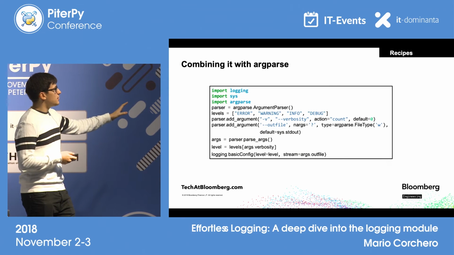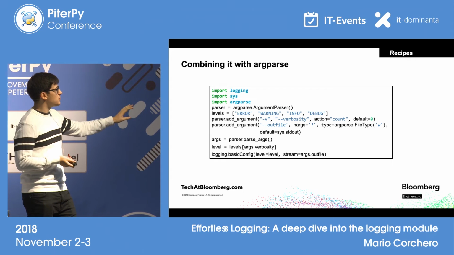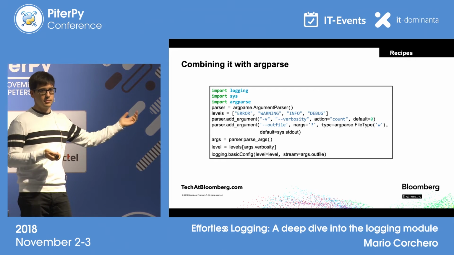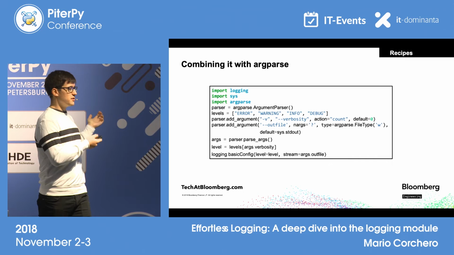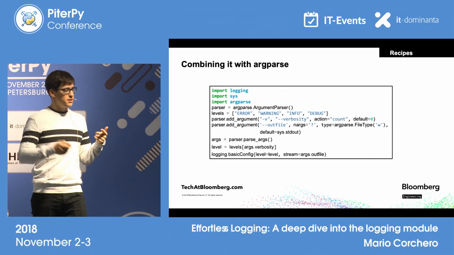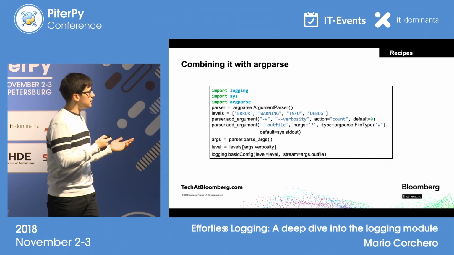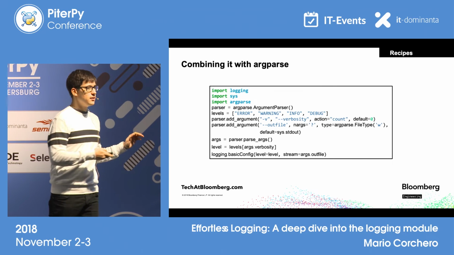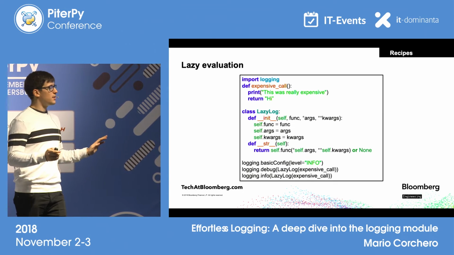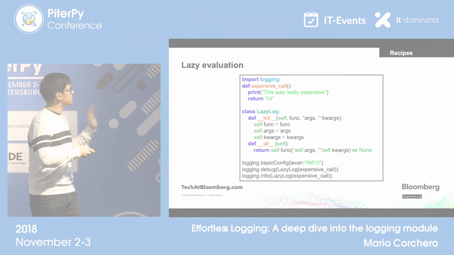This is a way to combine the logging configuration for your CLI with argparse. It just allows you to do -v, and you can put as many v's as you want, and that will increase the level of verbosity, and you can also pass an output file. Again, I'm going to put everything in this slide. This is just in case. Links.